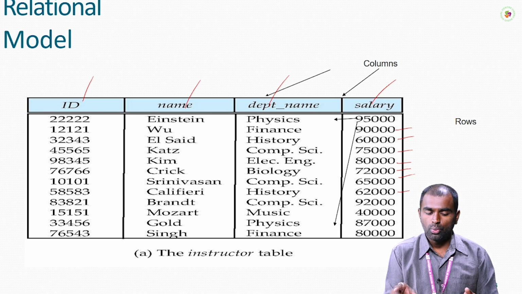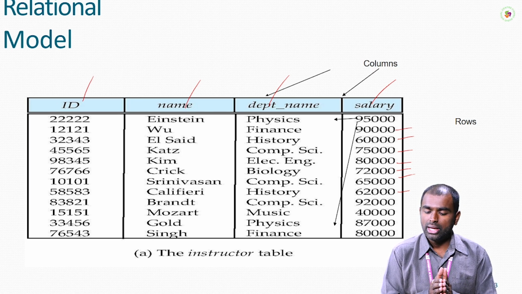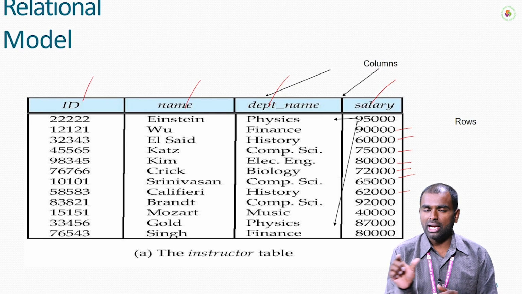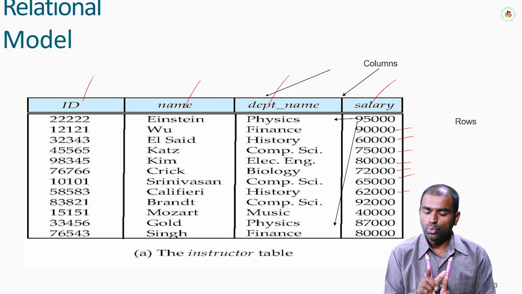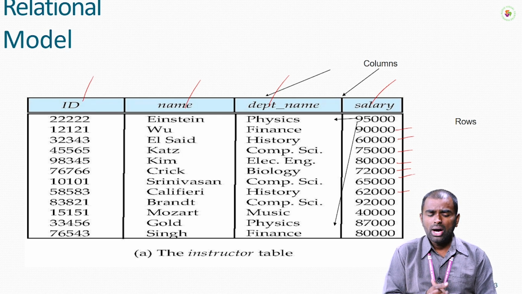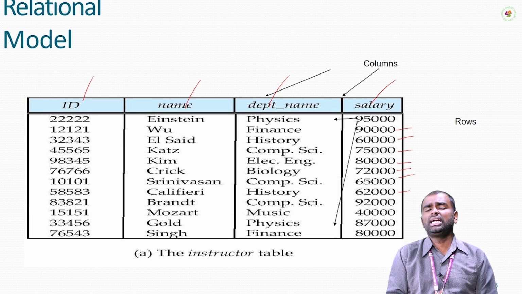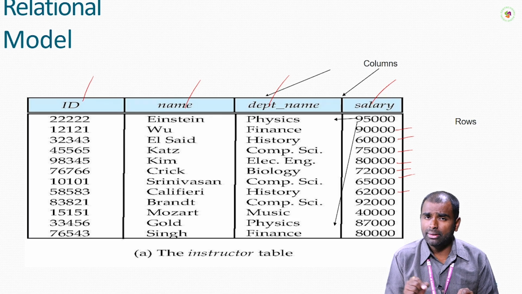A record means a row. For each and every employee, there is one record. This is an employee ID, Einstein is his name, the department name is physics, and the salary is 95,000. This is one record, one employee's information. Like that, the second employee, 12121, Wu, works in the finance department and the salary is 90,000. Like that you have records with many employees' details. Each and every employee's information is nothing but a record.